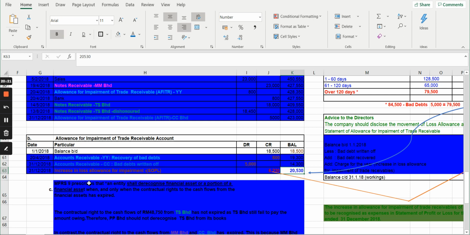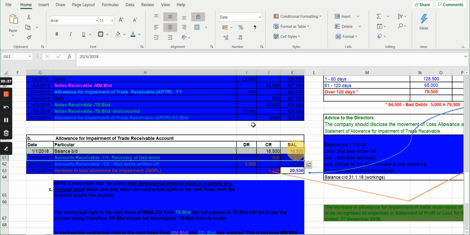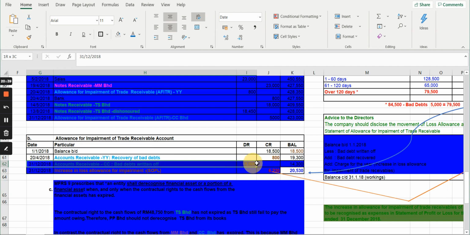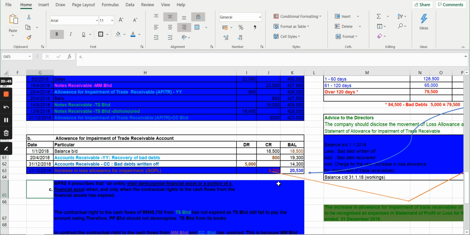So what you need to do is, this is asked for you to record, so you can just post all the entries. I've done that. So this one is related to YY, recovery of bad debt. You can check later the journal and see why I posted it here. Another one is on the bad debts being written off, which is CC, right? So that is the transaction. Therefore, what you need to understand is that you need to check what are the changes in these balances, meaning from 14,300 to 2530, right? What caused the changes? There was an increase. Why increase?